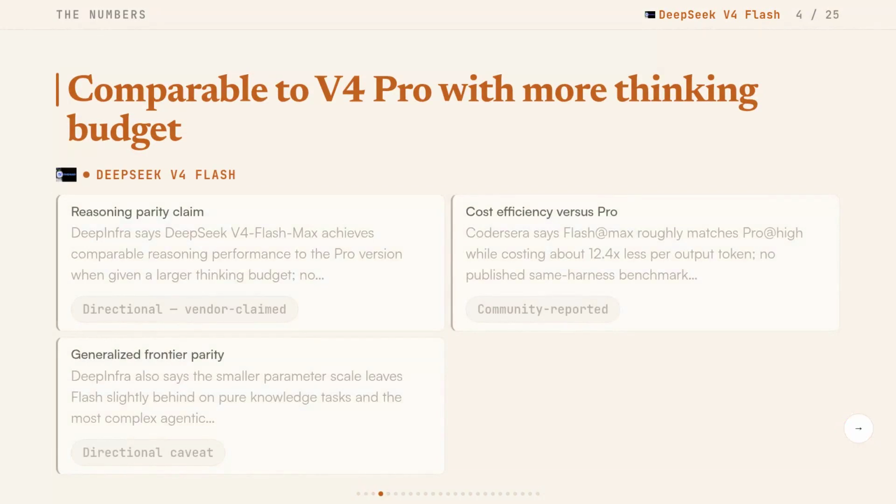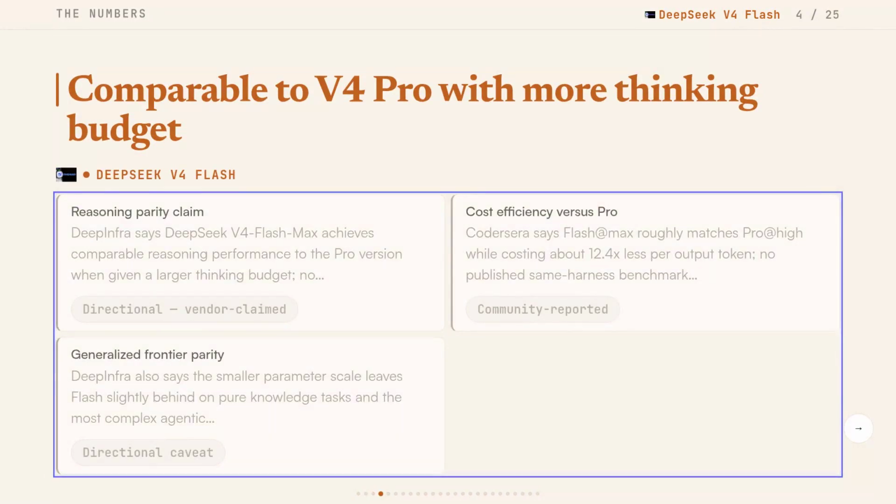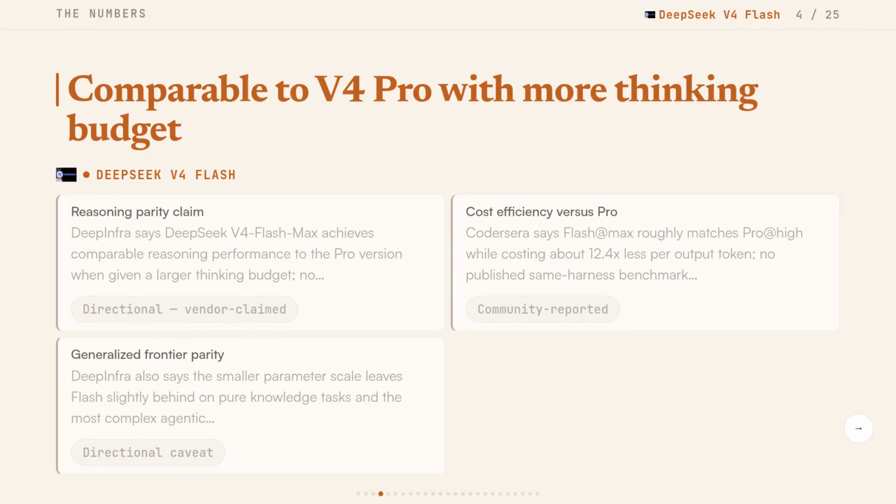I looked at what Deep Infra and coder Sarah actually published, and the reasoning-specific version of this claim looks credible. Flash at max thinking roughly matches Pro at high thinking, and that 12.4x cost edge is a community-reported figure with no same harness benchmark table behind it. But the vendor itself says Flash falls behind on pure knowledge tasks and complex agentic workflows, which keeps this from being a clean win on the scorecard.